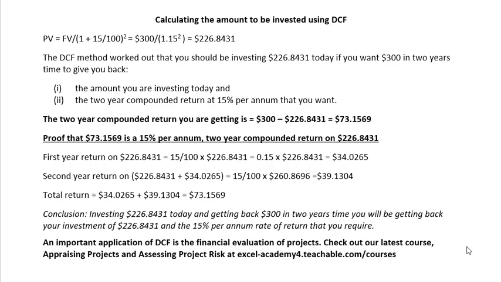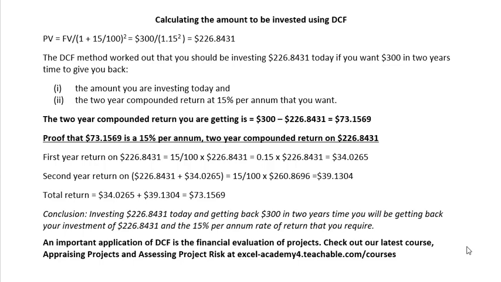$73.1569 gives you the 15% per annum 2-year compounded return that you want. To prove it, let us calculate the first year return on the initial investment of $226.8431. 15% of $226.8431 is $34.0265. The first year return at 15% is $34.0265.